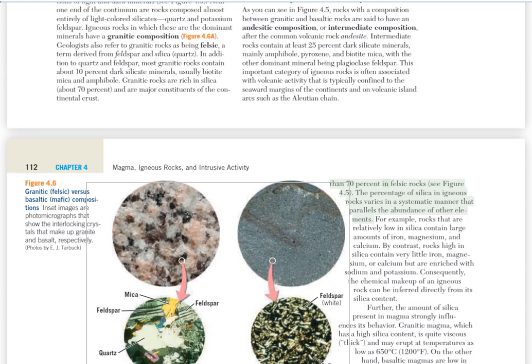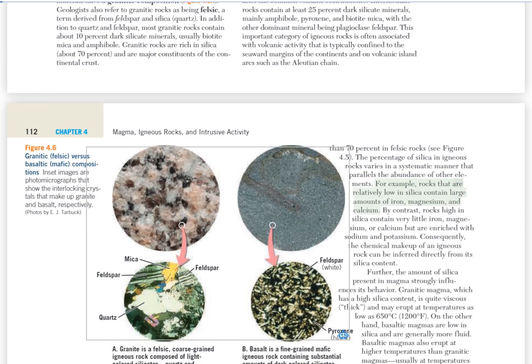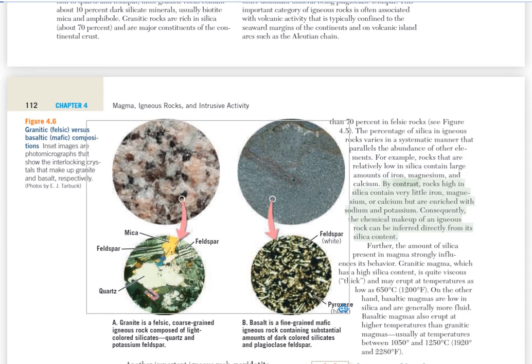Than 70% in felsic rocks. The percentage of silica in igneous rocks varies in a systematic manner that parallels the abundance of other elements. For example, rocks that are relatively low in silica contain large amounts of iron, magnesium, and calcium. By contrast, rocks high in silica contain very little iron, magnesium, or calcium but are enriched with sodium and potassium. Consequently, the chemical makeup of an igneous rock can be inferred directly from its silica content.